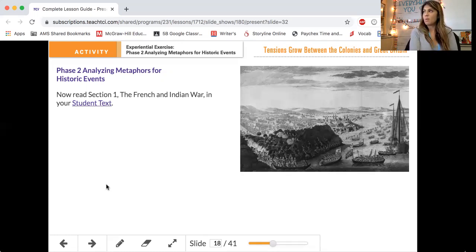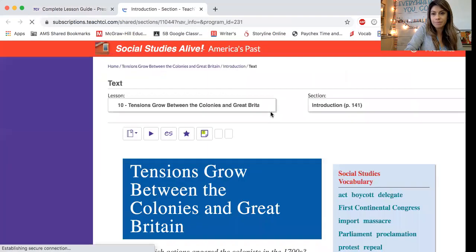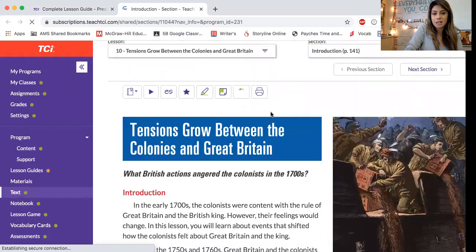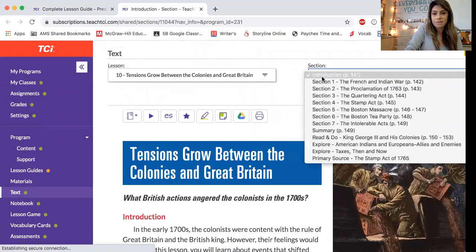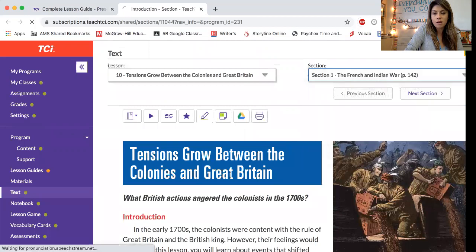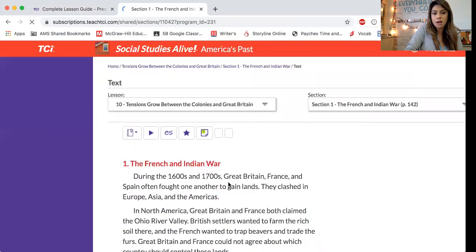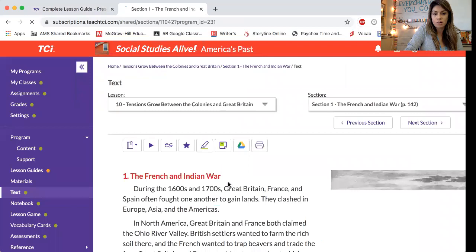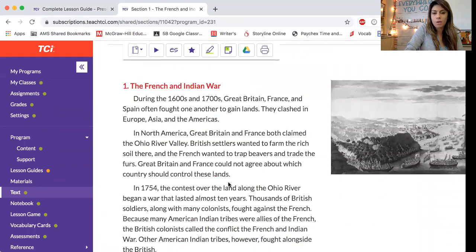All right, welcome back. You are going to start this activity by reading section 1, the French and Indian War, in your student text. So I'm just going to show you in TCI. It looks like this. If you do the drop down, section 1, you are going to be reading about the French and Indian War. When you are done reading, go ahead and press play so we can continue with the video.